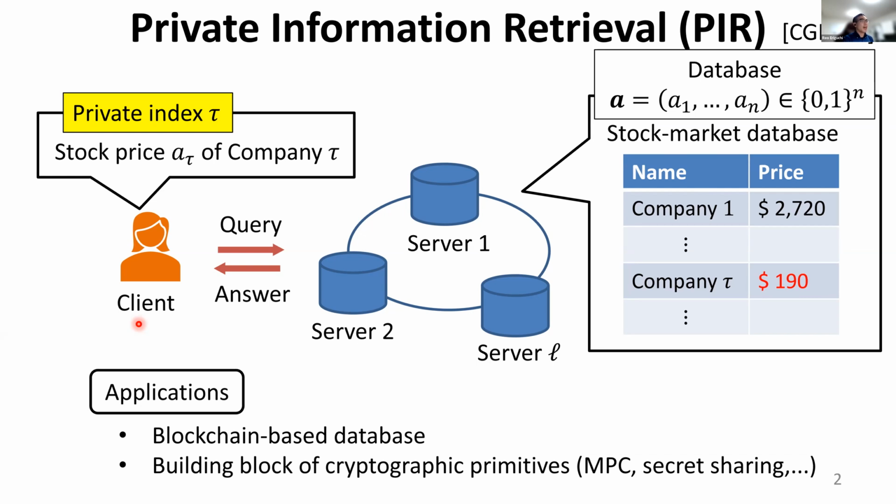she is interested in. And usually she wants to keep her index private because for an investor, which company she is interested in is sensitive information. So then PIR enables the client to retrieve the item of her choice without revealing any information on that index. And besides the example of stock market, PIR is also used whenever a client is interested in a database distributed among servers. For example, a database stored in a blockchain. And also PIR has been used as a building block for other cryptographic primitives.